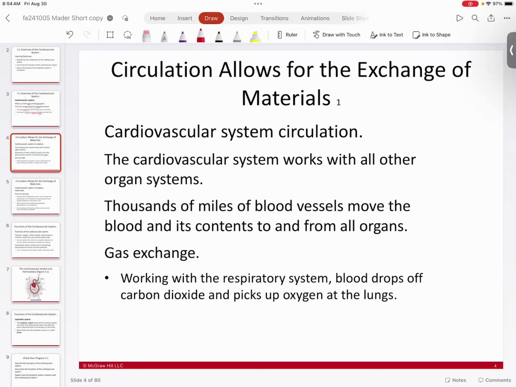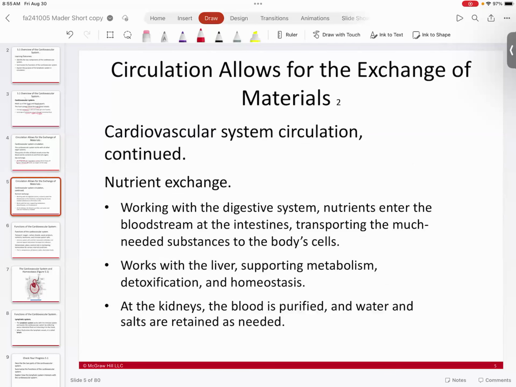For instance, take gas exchange. One of the things the cardiovascular system does is take oxygen from the respiratory system. As you breathe in, it picks up that oxygen and brings it to the tissues, which need oxygen in order to do metabolism. Their byproduct is carbon dioxide. So when blood goes through the lungs, it picks up oxygen and dumps off carbon dioxide, picking up the nutrients and dumping off the waste.